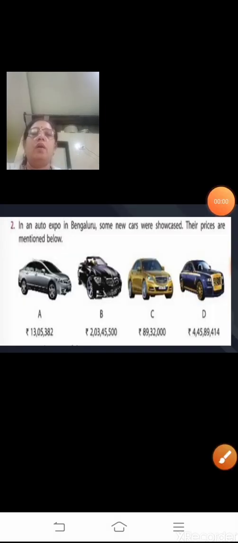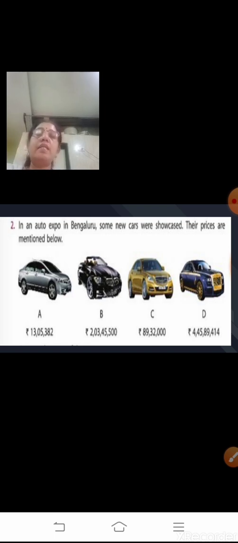Now let us do some exercise sums based on ascending and descending order. Okay, coming to the sum. Here it is given as, in an auto expo in Bengaluru, some new cars were showcased. The prices are mentioned below. Now you have to arrange the prices of these cars in descending order. I'm not saying ascending, I'm saying descending order. That means you have to write the bigger value first.